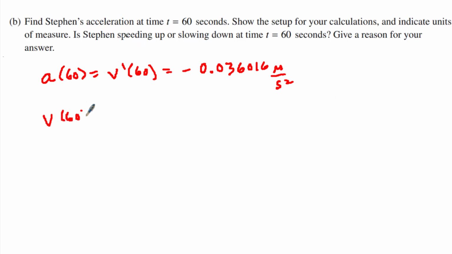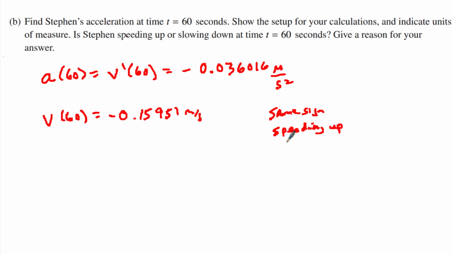We also want to find if Steven is speeding up or slowing down at 60, which means we want to know what's the velocity at 60. You put in your calculator velocity at 60, you get negative 0.15951 meters per second, which means acceleration and velocity are both negative, they're both the same sign. If they're both the same sign, you know Steven is speeding up. The velocity is negative, which means Steven's going in the opposite direction. The acceleration is negative, which means he is speeding up in the negative direction. And so that is question B.